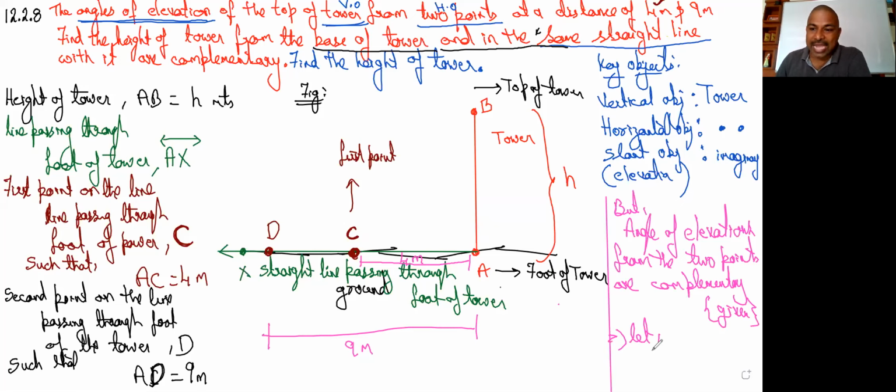what is the meaning of complementary? The sum of the 2 angles is equal to 90 degrees. Yes, sir. So let angle C plus angle D be equal to 90 degrees, because he said the angles of elevation are complementary. Now let's consider one of the angles as theta. Let angle C be equal to theta.